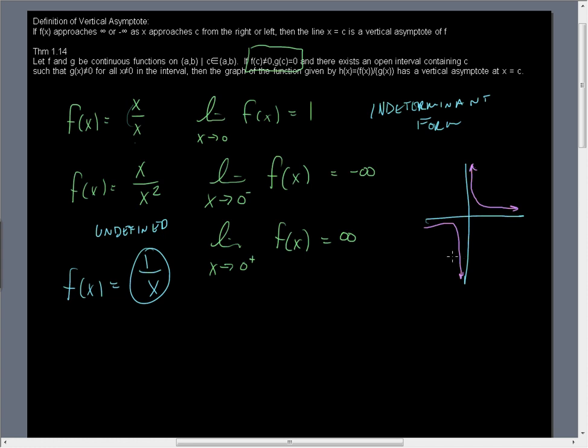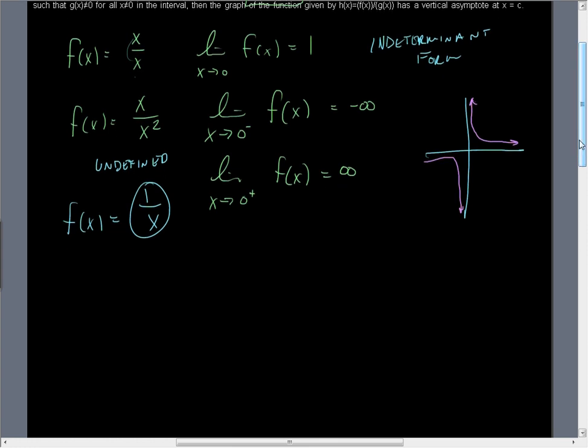All right, so now we see the difference between the two. If you have the same power on the top and the bottom, the same exponent of x, or the same degree, then you're going to get an indeterminate form, and that's probably going to have a limit. If, however, the bottom has a degree that is larger than the top, then you're probably going to get something that's undefined, and now we have to look at that a little harder.